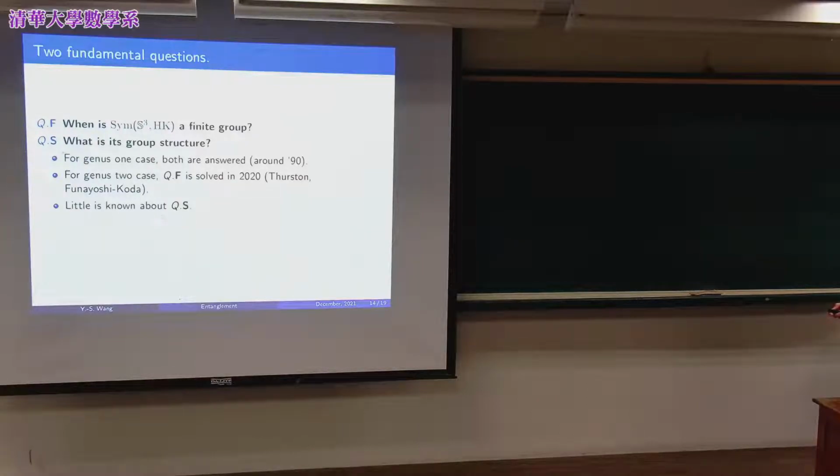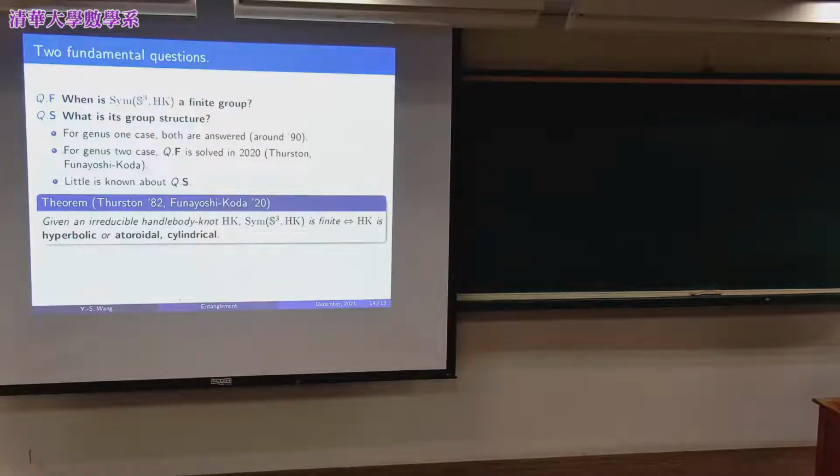All right, but very little is known about the second question. We do not know about the structure of these finite symmetry groups. And that's what I'm very interested in right now. But in order to understand the second question, we have to first look at the solution to the first question. And that is the theorem. Basically it says that if you have an irreducible handle-body knot, then the symmetry group is finite if and only if it is hyperbolic or toroidal-cylindrical. So I'm going to explain what these terms mean, but basically it's finite if and only if the handle-body knot is of these two types.